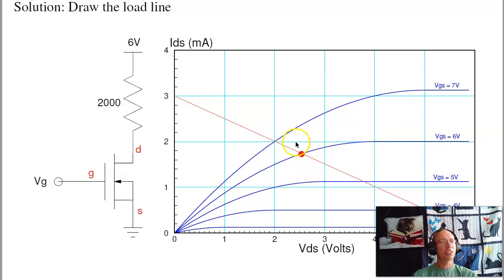When VGS is 6 volts, I'm right here. I'm now in the ohmic region. And it's 2.5 volts and 1.75 milliamps. So that's kind of how MOSFETs work. What we'll look at in our next lecture is how to use a MOSFET as a switch. ECE 320, lecture number 22.